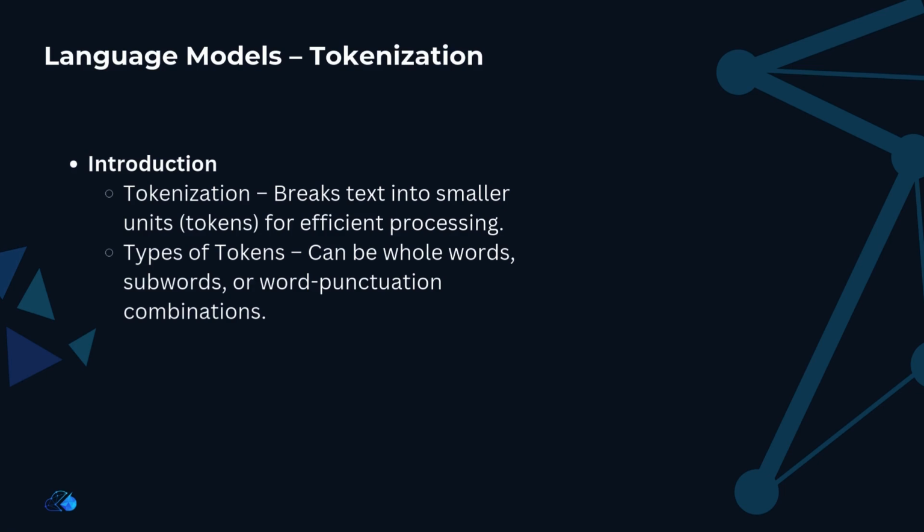The first step in training a transformer model is tokenization, breaking down text into smaller components called tokens. While it may seem intuitive to treat each word as a token, tokens can also be parts of words, whole words, or a combination of words and punctuation. Tokenization allows models to process text efficiently, ensuring that even unfamiliar words can be understood in context.